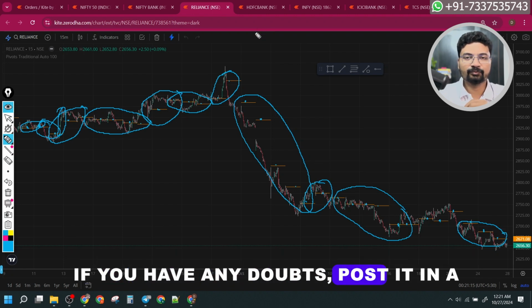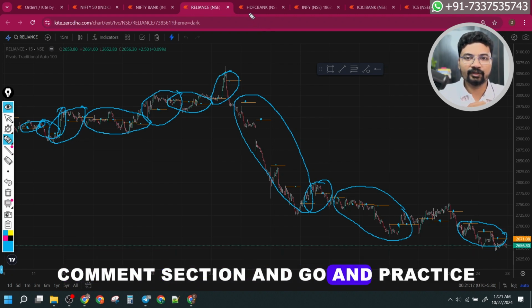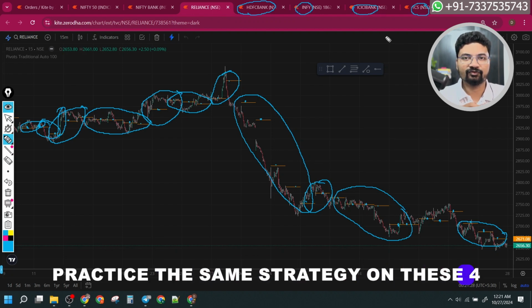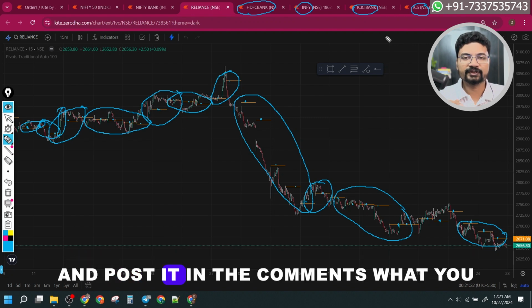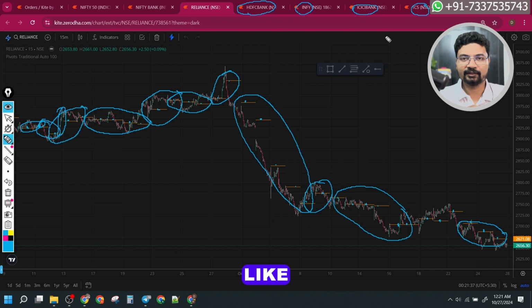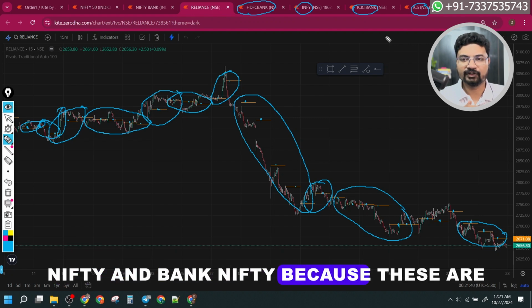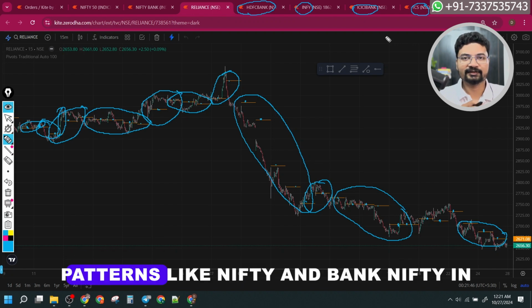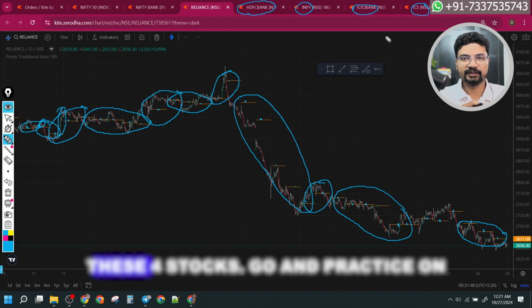If you have any doubts, post it in the comment section and go and practice this on HDFC Bank, Infosys, ICICI Bank and TCS. Practice this same strategy on these 4 stocks and post in the comments what you found out. It is also going to be the same as Nifty and Bank Nifty because these are all heavyweights in Nifty and Bank Nifty. So you will find almost similar patterns like Nifty and Bank Nifty in these 4 stocks.